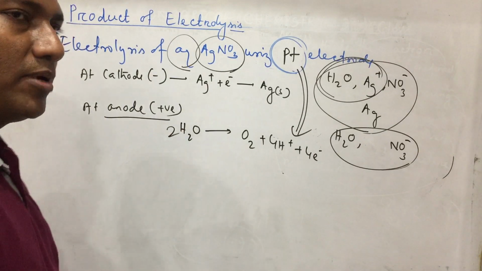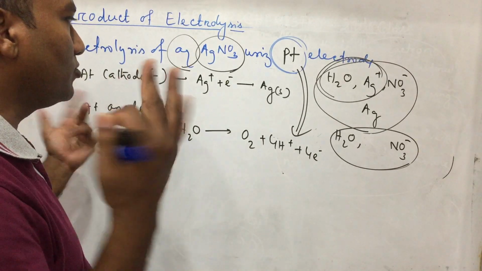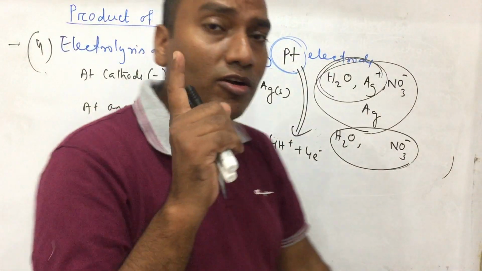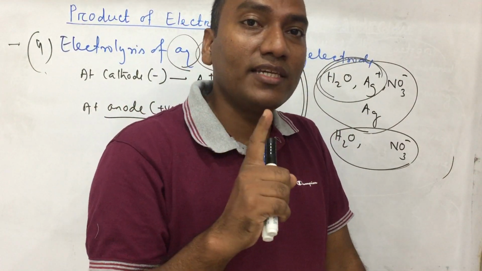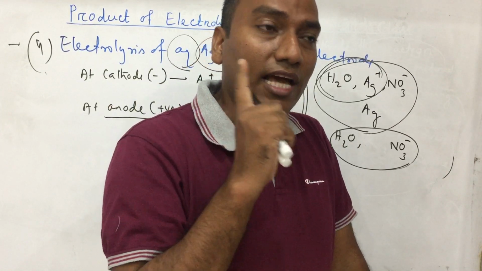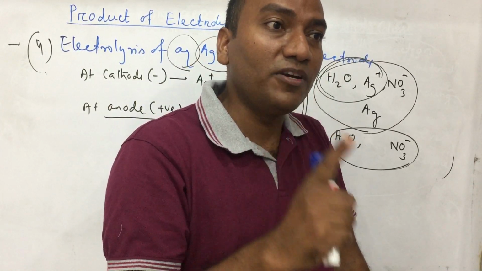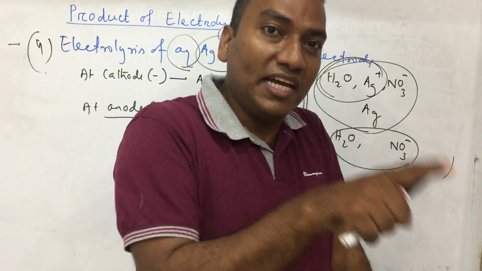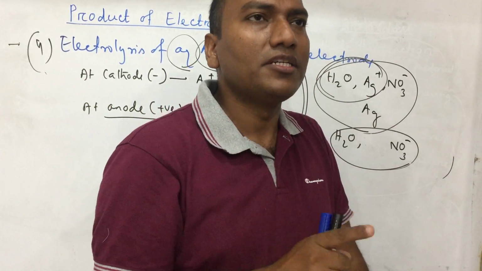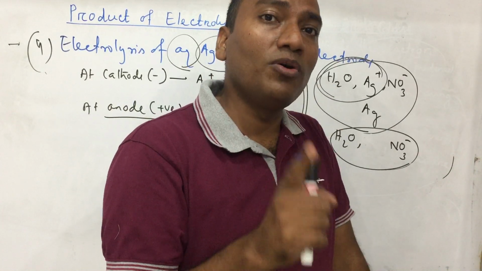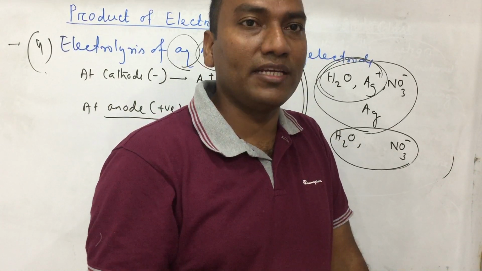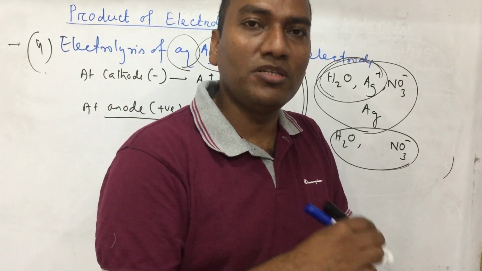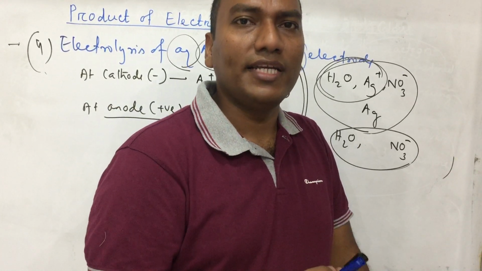Suppose you forget everything; then first you compare with the galvanic cell. In a galvanic cell, the anode is negative, but here the anode is positive. So positive means a negative reaction takes place. Similarly, in a galvanic cell the cathode is positive, but here the cathode is negative. So negative means a positive reaction takes place.